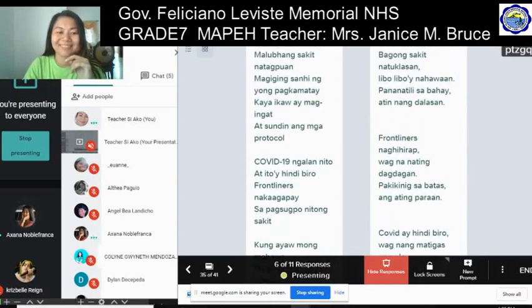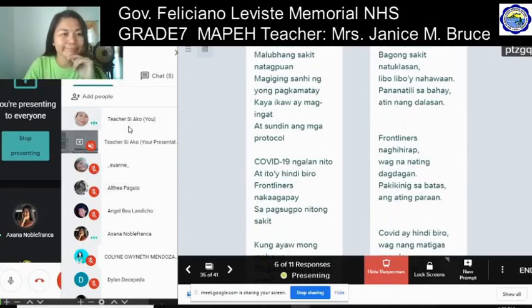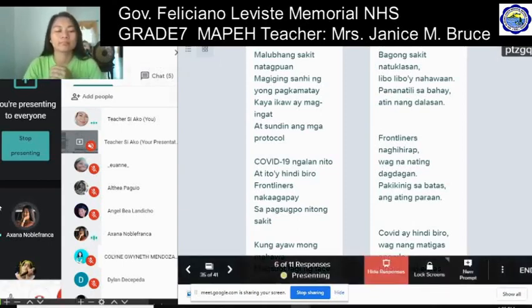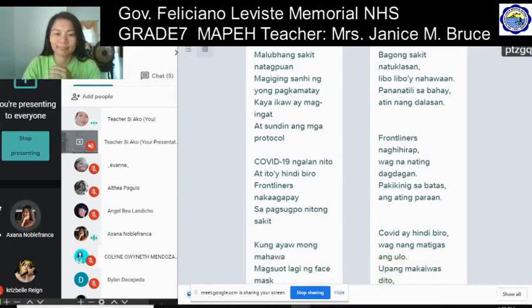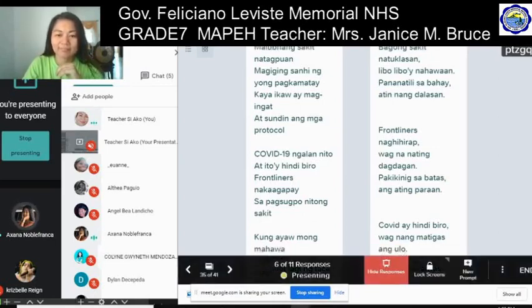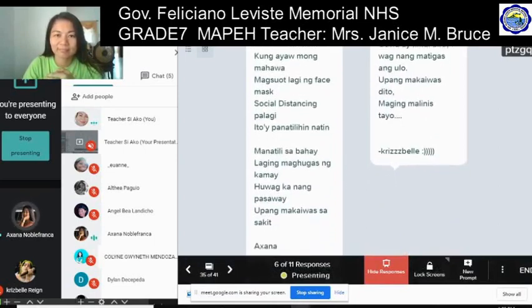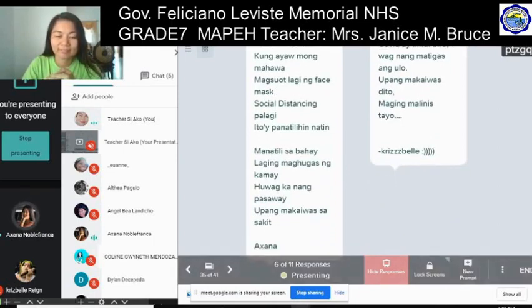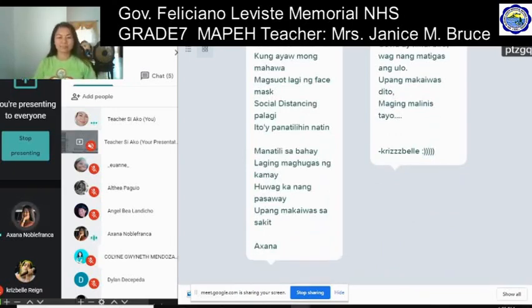Malubhang sakit mo tagpuan, magiging sanhi na yung pagkamatay. Kaya ikaw ay mag-ingat at sundin ang mga protocol. COVID-19 nga lang ito at ito'y hindi biro. Frontliners nakaagapay sa pagsuko nitong sakit. Kung ayaw mong mahawa, magsuot lagi ng face mask. Social distancing palagi. Ito'y panatilihin natin. Manatili sa bahay, laging maghugas ng kamay. Huwag ka nang pasaway upang makaiwas sa sakit.